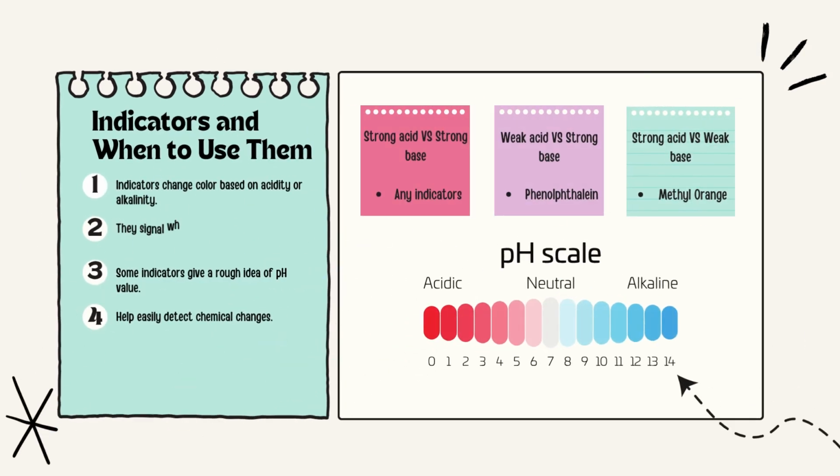Indicators play a vital role. Substances like phenolphthalein and methyl orange change color depending on the pH of the solution. The right indicator must be chosen based on the strength of the acid and base used in the titration, ensuring the color change aligns with the equivalence point.